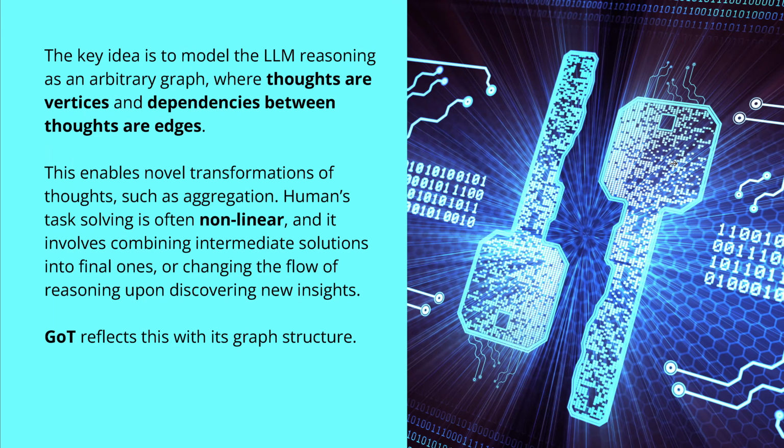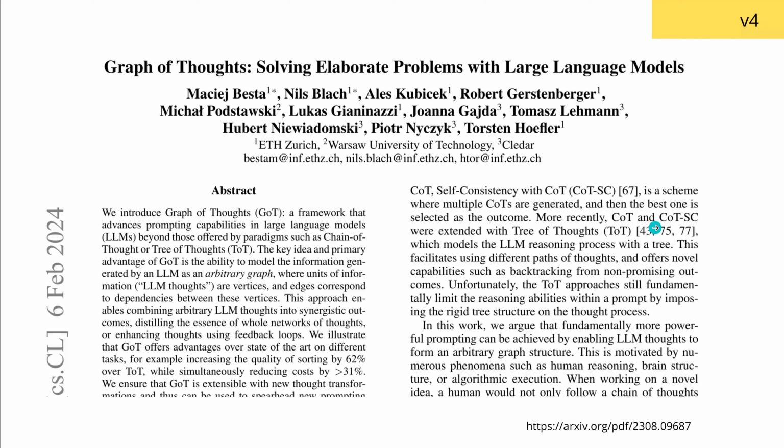This graph of thought is really interesting. And you remember the basic idea was thoughts are vertices on our graph and the dependencies between our thoughts are the edges. And this enables us some novel transformation of the thoughts. Since this system is also non-linear, we're a little bit closer to the human neural structure, and graph of thought reflects this with its beautiful graph structure.